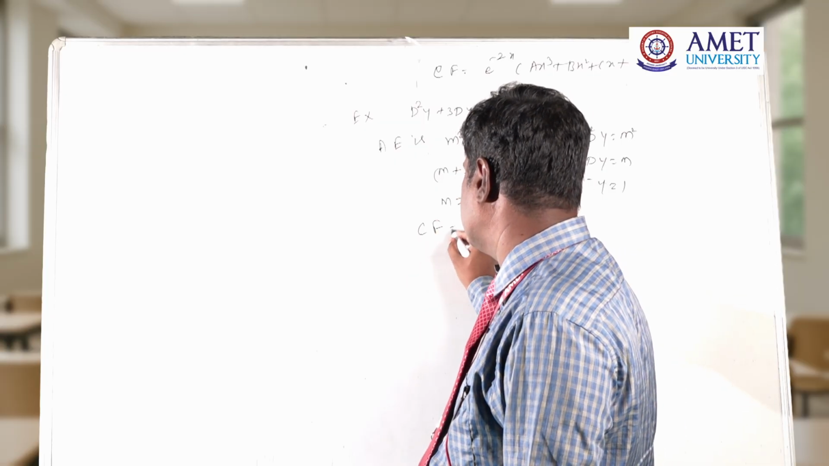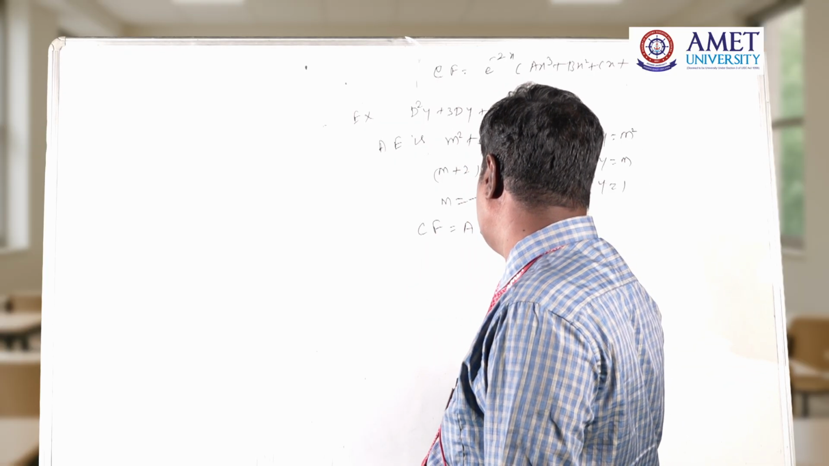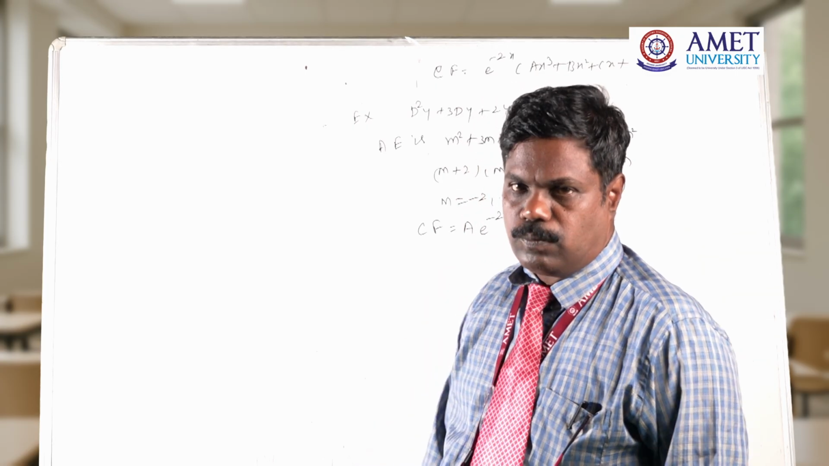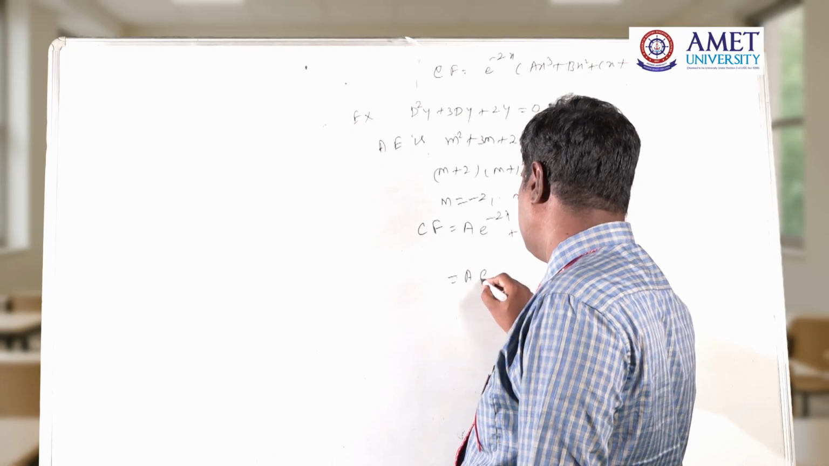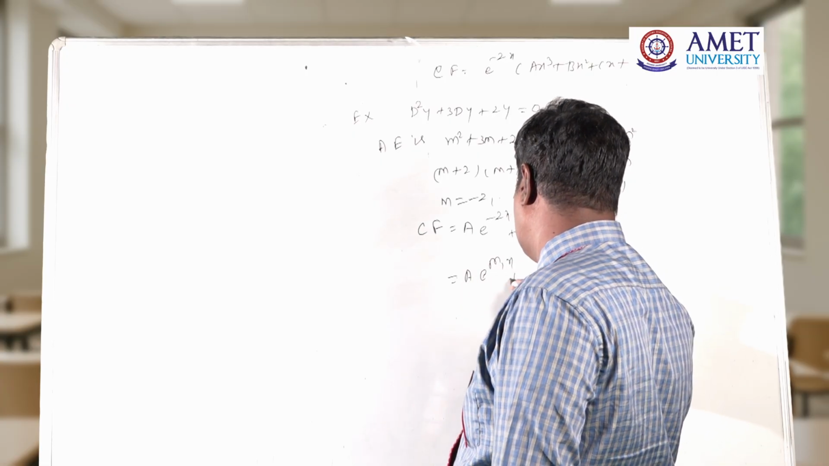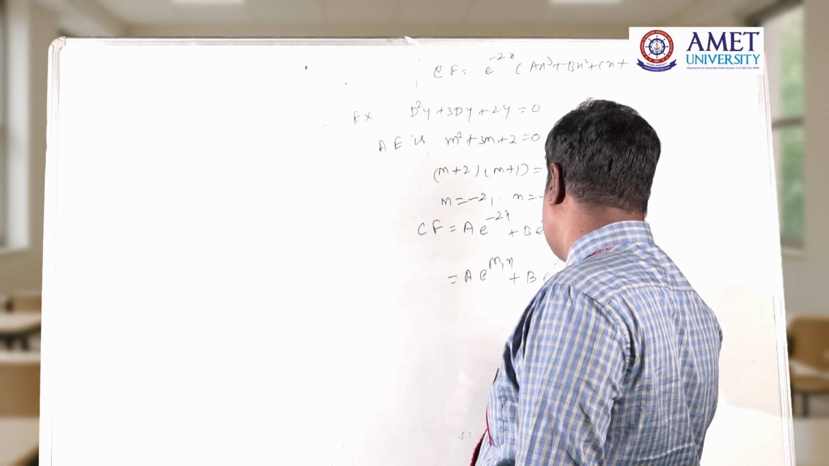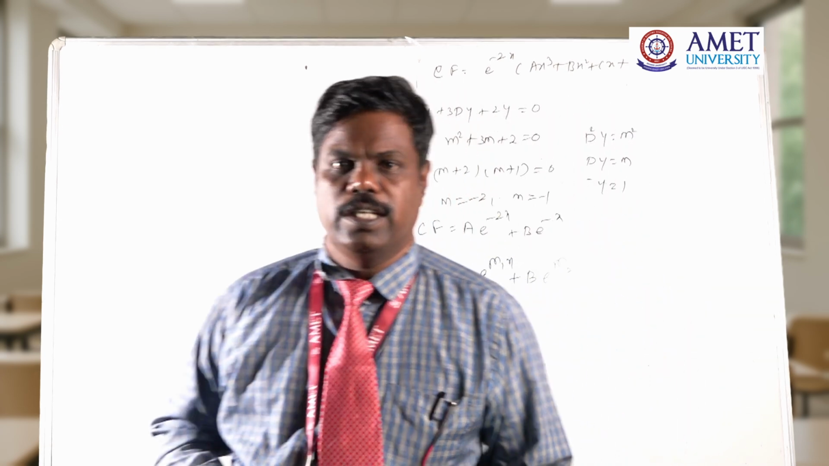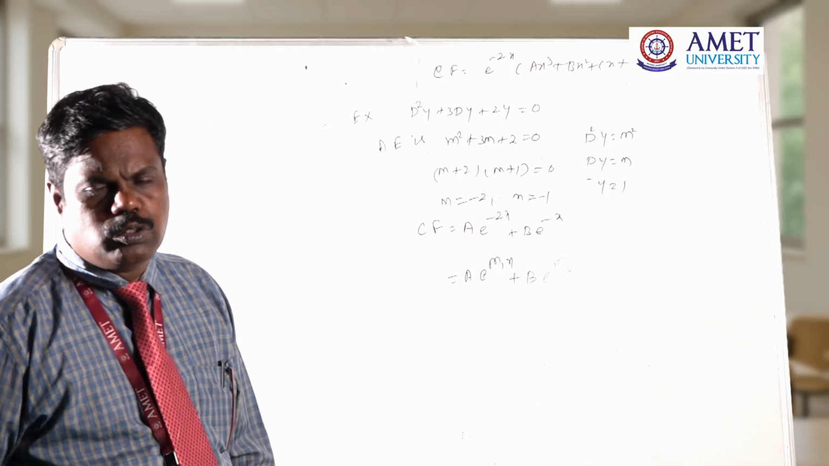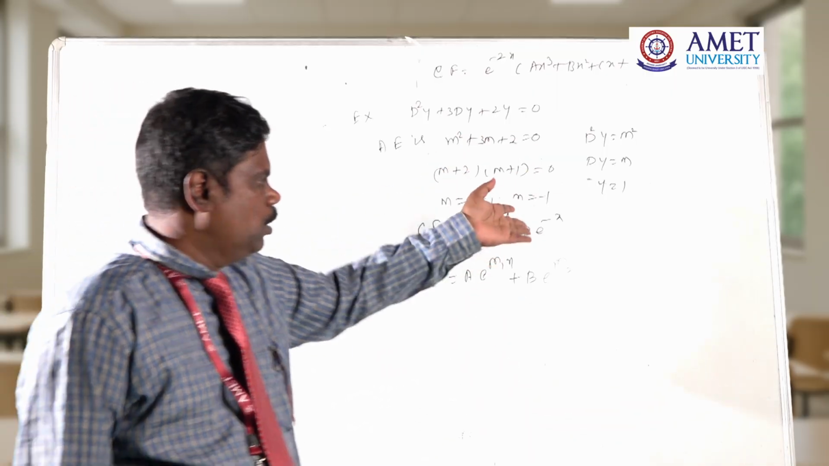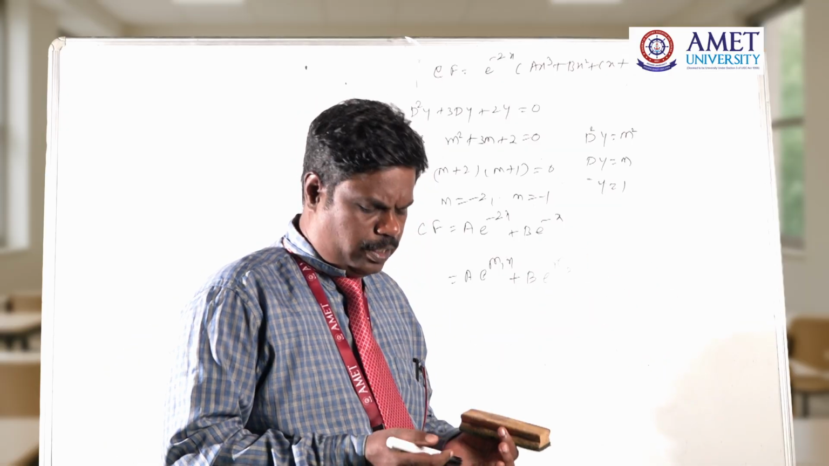So what is the complementary function? a e power minus 2x, b e power minus x. The general formula is a e power m1x plus b e power m2x. m1 equal to minus 2 or m2 equal to minus 2, so it may be anything. Now you can extend into higher order.